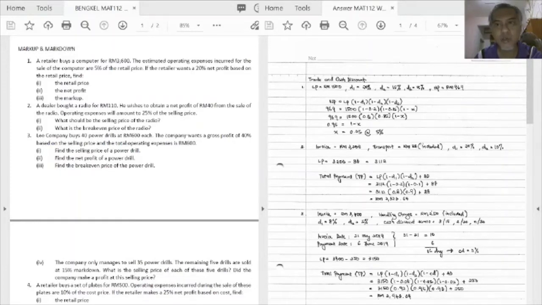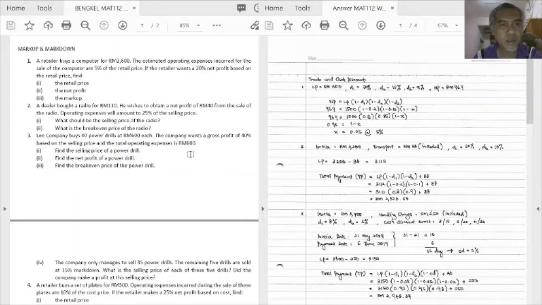In this video, I'm going to discuss the problems on the topic of markup and markdown. Without further ado, let's just go through the solutions related to the questions on markup and markdown. Okay, so let's go through this part.